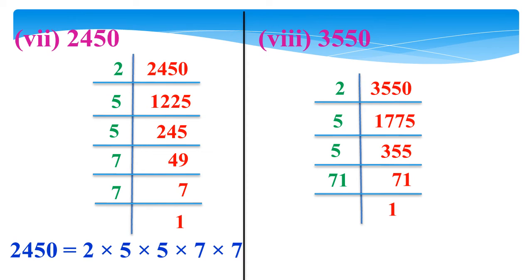We get 1. So finally, to express 3550 as the product of the factors, 3550 is equal to 2 into 5 into 5 into 71.